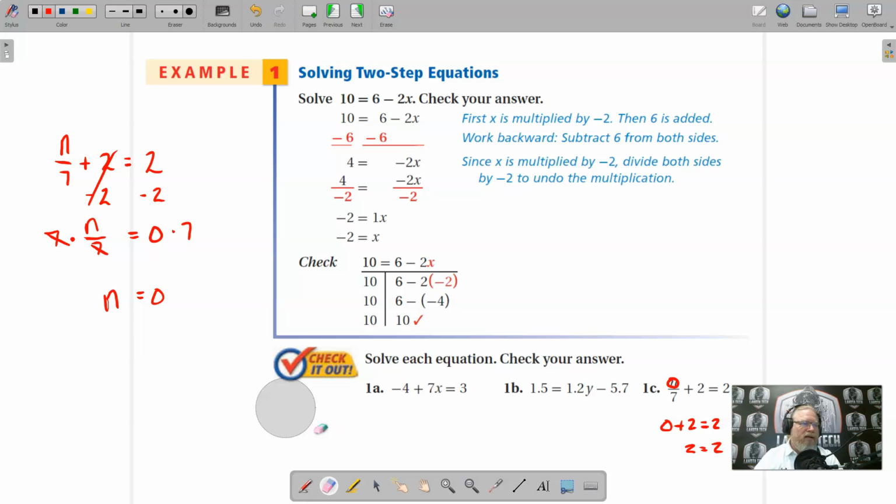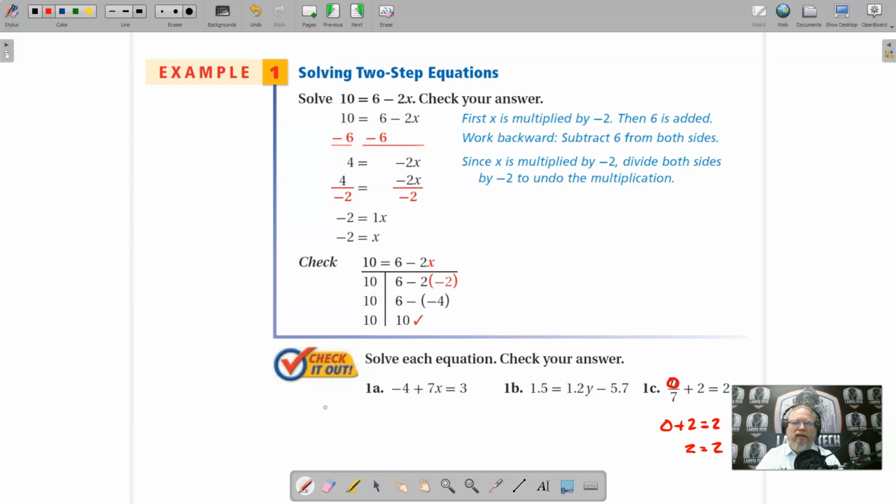I'm going to go back and do 1a, just mainly because I don't want to finish this example off with something that ends in 0. So negative 4, and I'm going to add to that plus 7x equals 3.